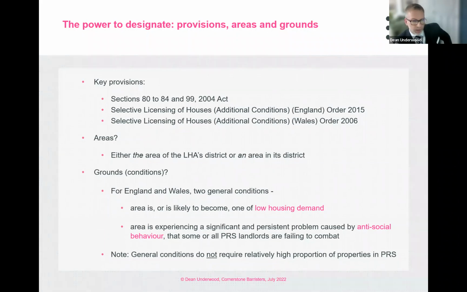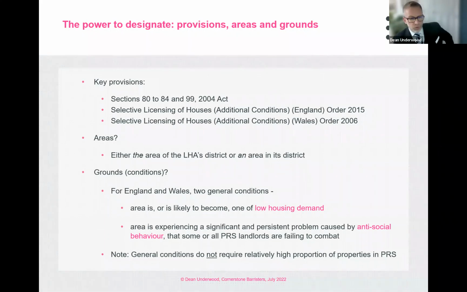There's an antisocial behaviour problem, but that in and of itself is not enough. There must be some evidence that PRS landlords are not doing enough to address that problem. And again, evidence sufficient to establish a correlation based upon evidence available to whether it be the police or the local housing authority should be sufficient, though the stronger the local authority's evidence, obviously the better their case will be.